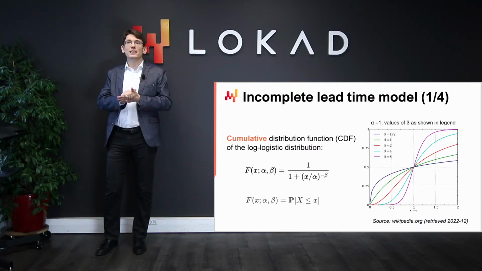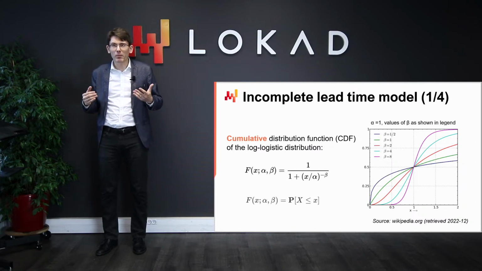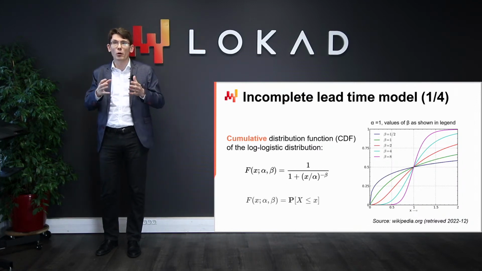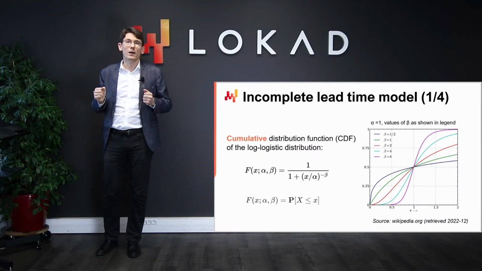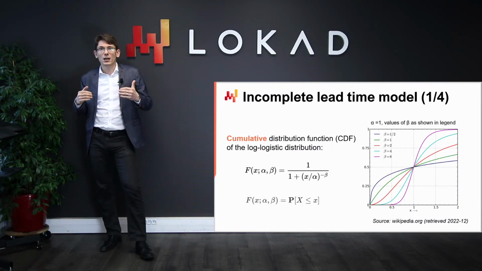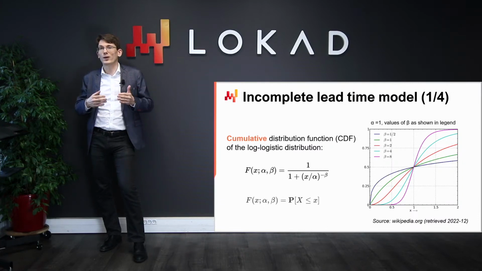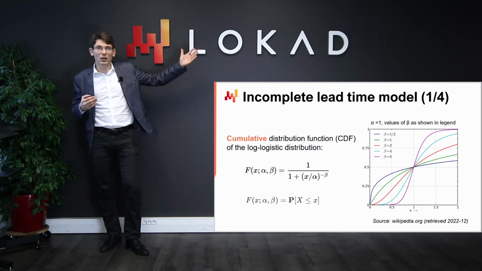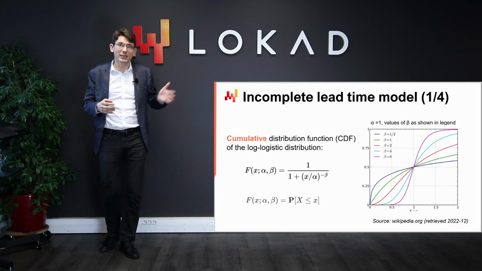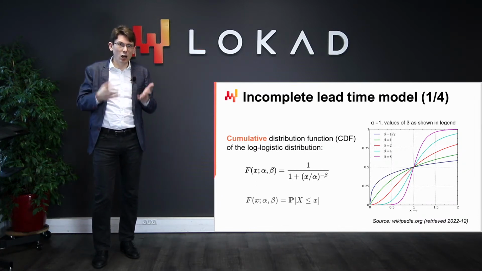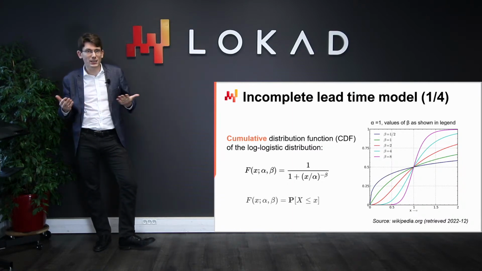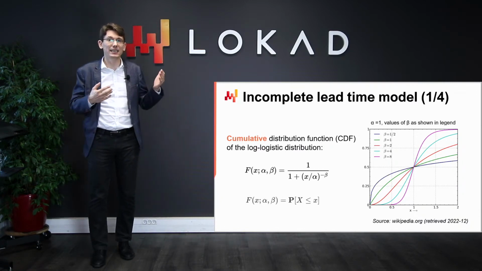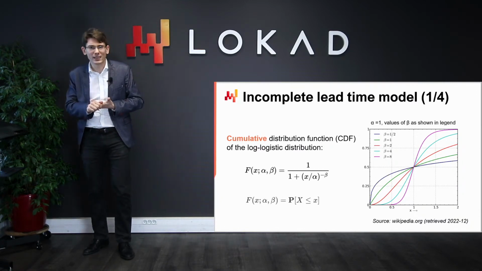Thus, let's revisit our probabilistic lead time model, but this time taking incomplete observations into account. In other words, we want to deal with observations that are sometimes just a lower bound for the final lead time. In order to do that, we can use the cumulative distribution function, or CDF, of the log-logistic distribution. This formula is written on the screen. Again, this is textbook material. The CDF of the log-logistic distribution happens to benefit from a simple analytical expression. In the following, I will be referring to this technique as the conditional probability technique to deal with censored data.